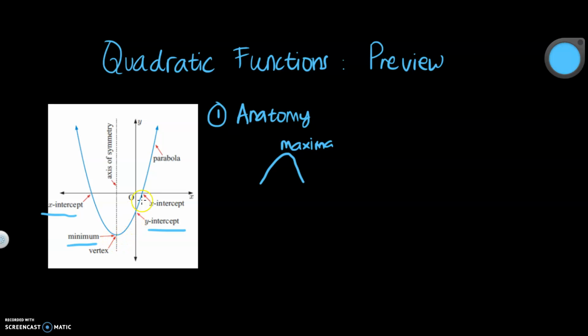Okay, and then you will also learn about the axis of symmetry, or sometimes we also call it the line of symmetry, so they are the same thing. Okay, so this is about the anatomy of quadratic functions.